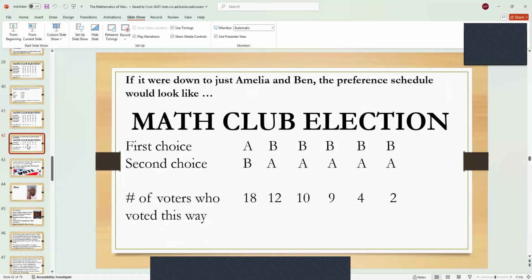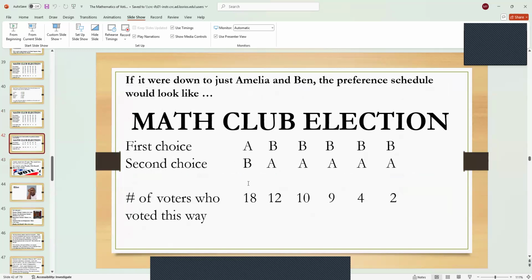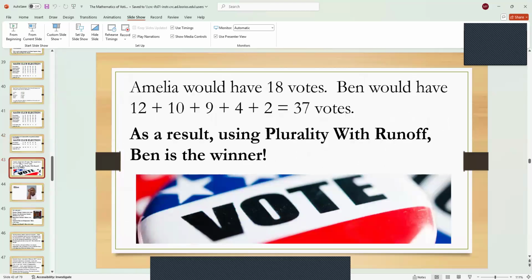I think you can clearly see that Ben is the winner now. You can clearly see that Ben wins 37-18 because Amelia is just stuck with those 18 first place votes. Everyone else, the other 37 people, 12 plus 10 plus 9 plus 4 plus 2, all have Amelia last. But it's not helping her. She's not picking up any more first place votes, but Ben picked up a lot more first place votes. So using plurality with runoff, Ben is the winner.